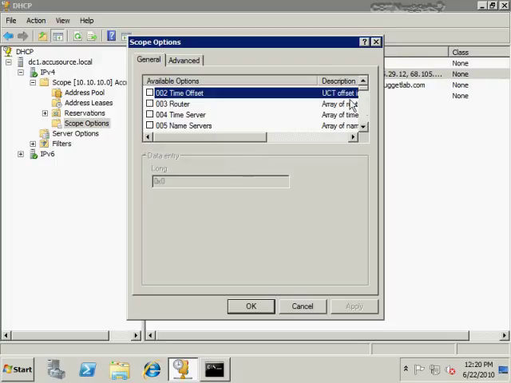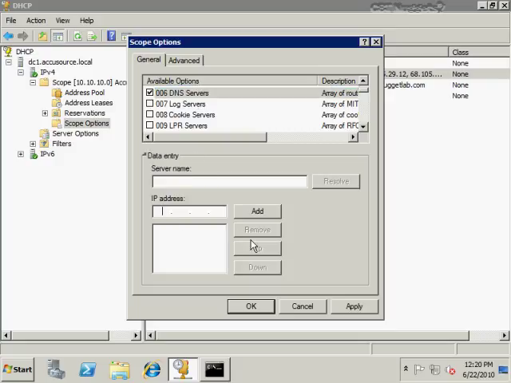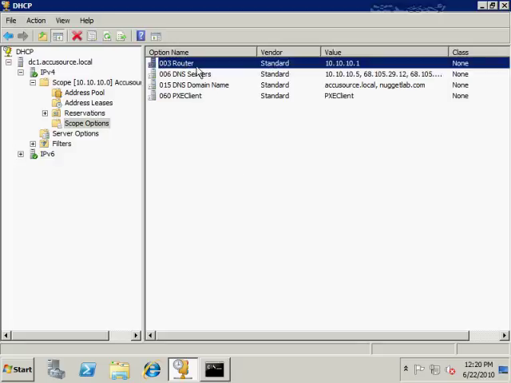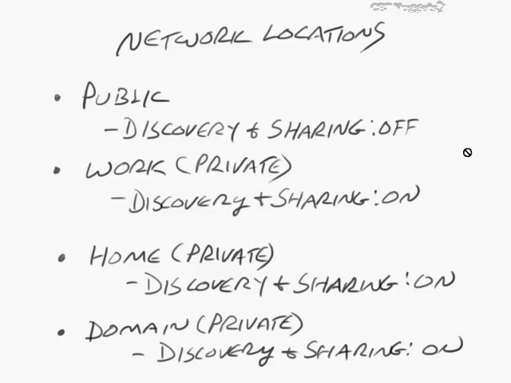So if I right-click here and choose Configure Options, then I scroll on down to find my DNS servers here, then I can add in DNS server IP addresses, whatever they are, 10.10.10.3 or something like that, and add those in. They may also be configured through server options, but that's a little bit of a different level of scope than what we need to do right now. Just understand that they can get their IP address, their configuration, their router address.